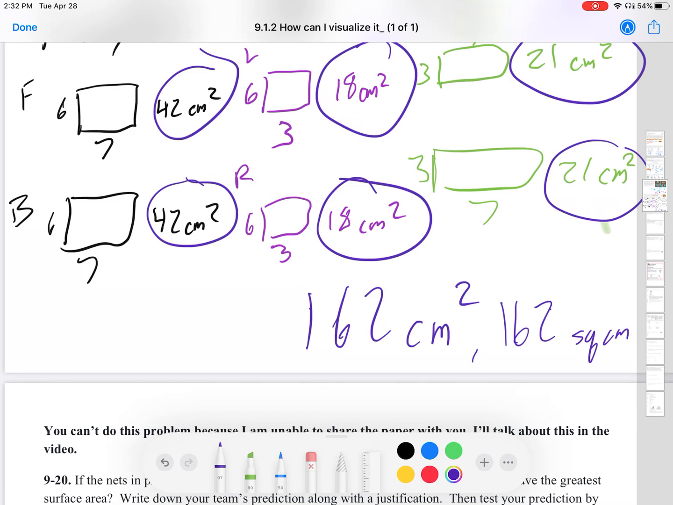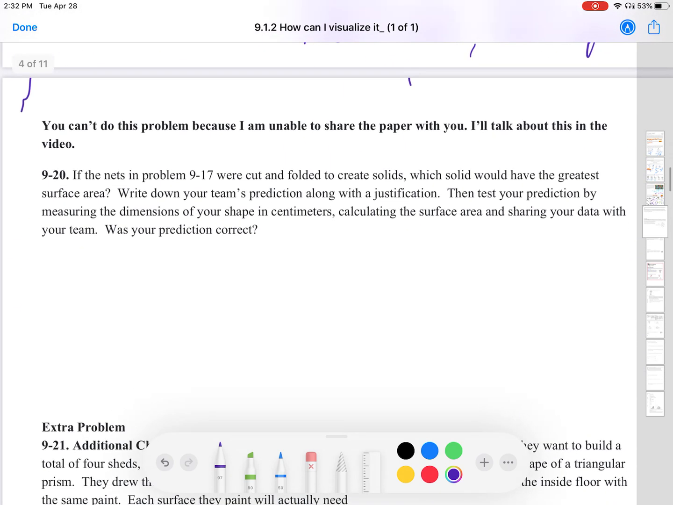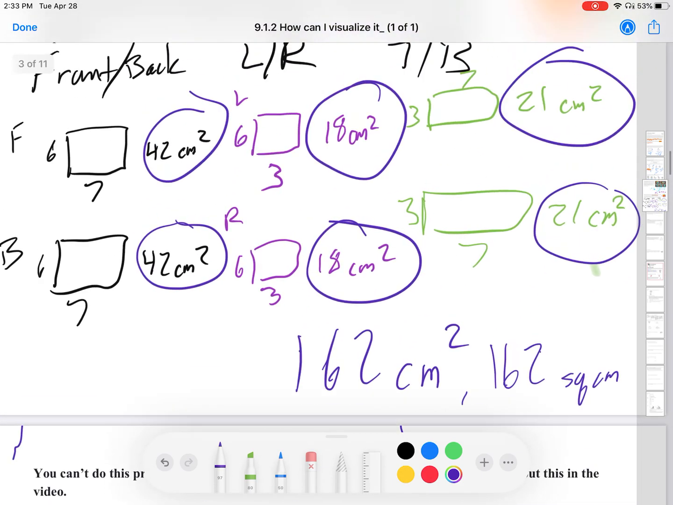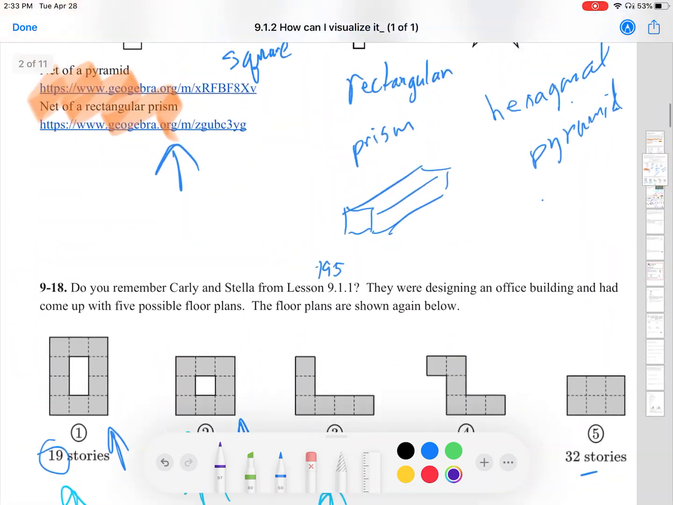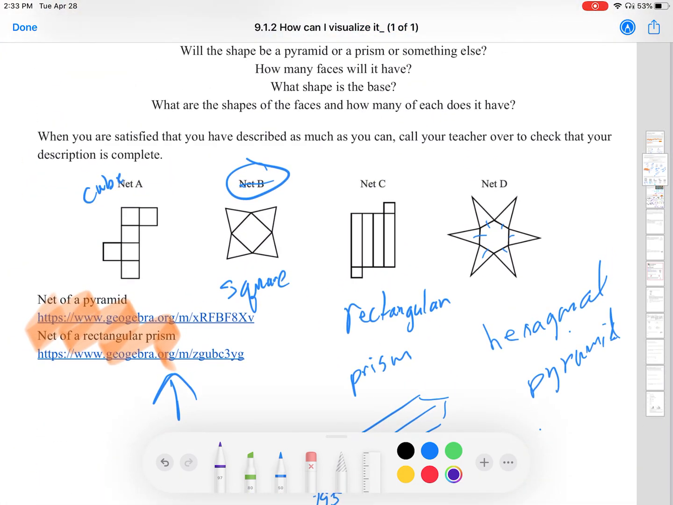Now for 9-20, I just told you you can't do this problem because I can't share the paper. So if I shared the nets with you that you received in 9-17 and they were cut and folded to create solids, which of the solids would have the greatest surface area? Write down your team's prediction along with justification, moving along. Now let's go back up. Let me just show you what it's asking you to do. It's asking for these 4 problems right here, but I don't have the printed paper that I'm going to give to you and have you measure and guess and whatever.